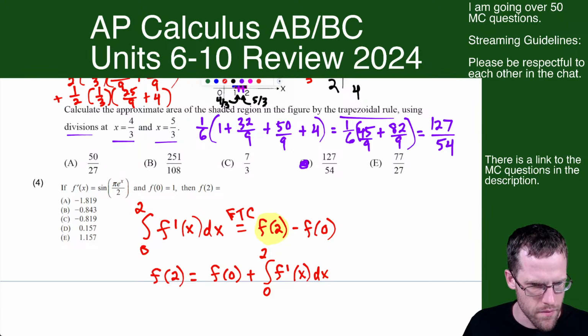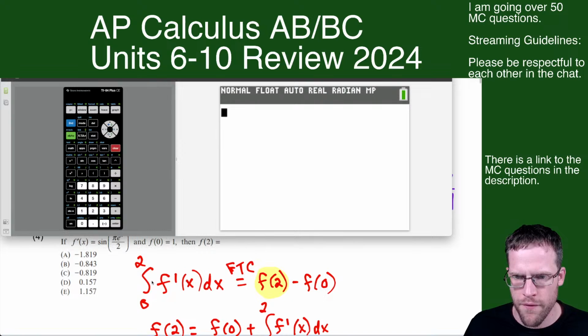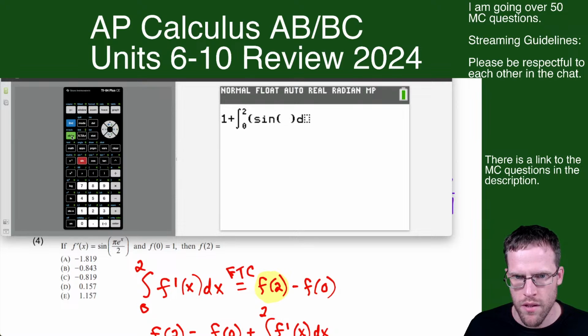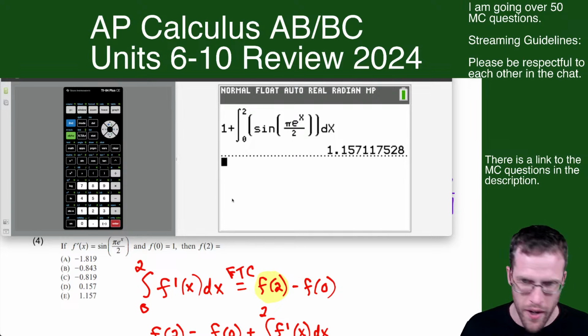You just type it in. Right, let's see. So here, I'm doing f of 0 is 1. So 1 plus, math 9 pulls up the integral, 0 to 2. And f prime is sine of that mess. I'm going to press alpha y equals enter to pull up a fraction. And we have pi, and then e to the x over 2. And then we have to write dx over here. And we get 1.157.